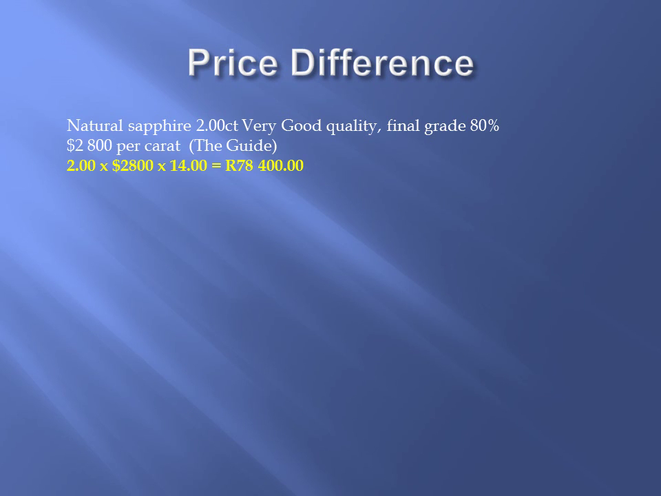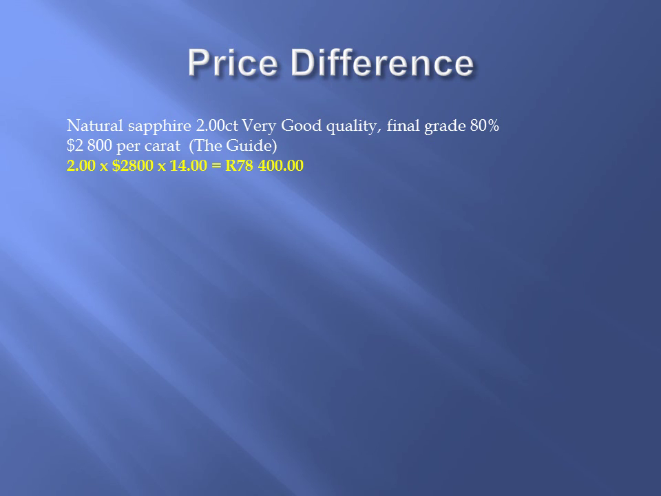Let's have a look at the price differences. Let's say we've got 5 blue sapphires, all 2 carat, all cut exactly the same. They're all of the same very good quality, with a final grade of 80%. According to the guide, such a stone would wholesale for $2,800 per carat. So the calculation is the weight, which is 2 carat, multiplied by the wholesale price of $2,800 per carat, multiplied, in this case, by 14 Rand to the dollar to bring it to Rands.